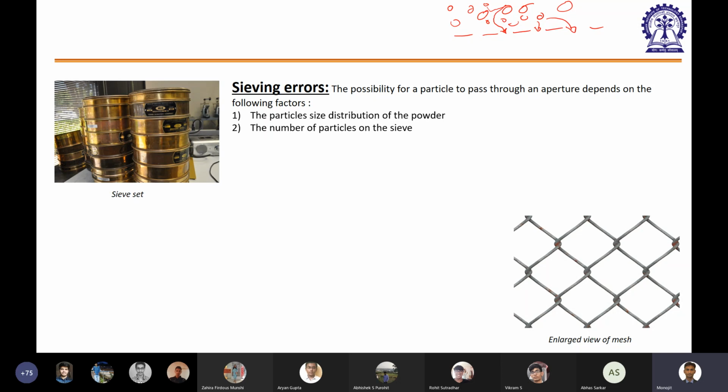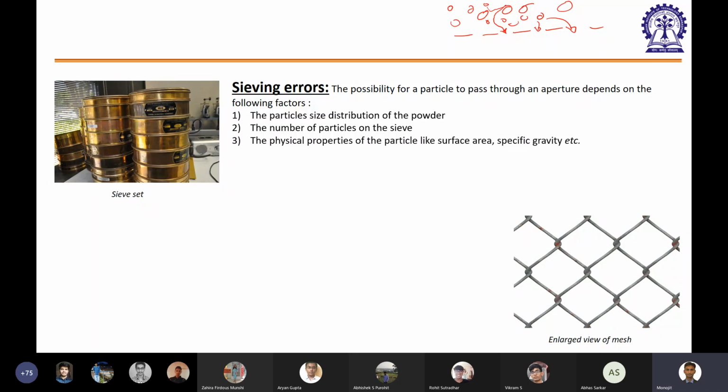Sir, by the load, it will be simply the number of particles, right? Yes, by the load, I am talking about simply the number of particles. That is what is written, number of particles on the sheet.